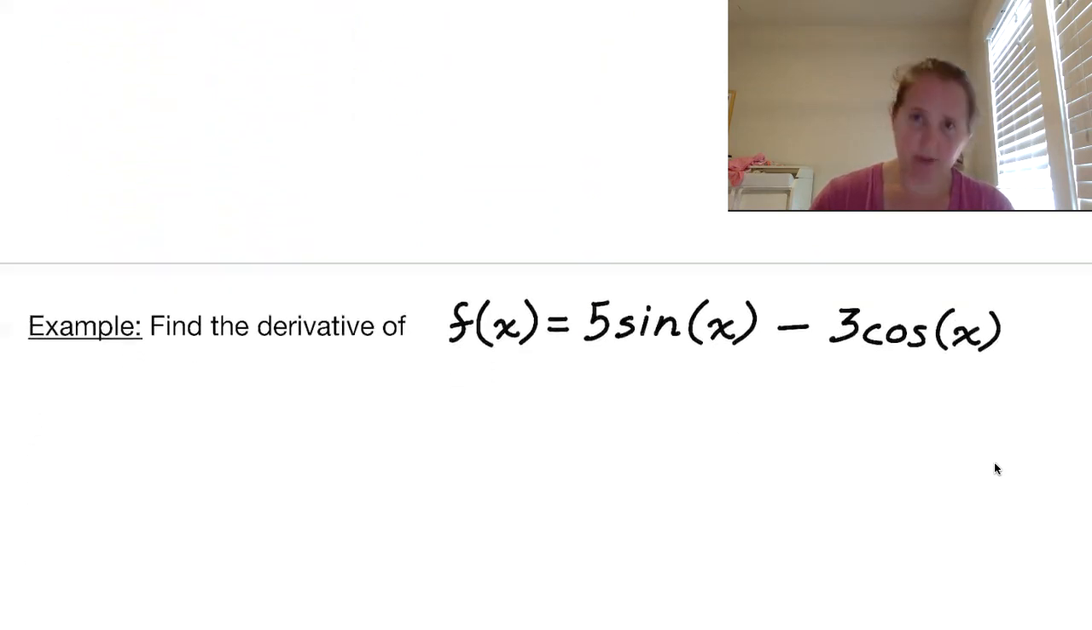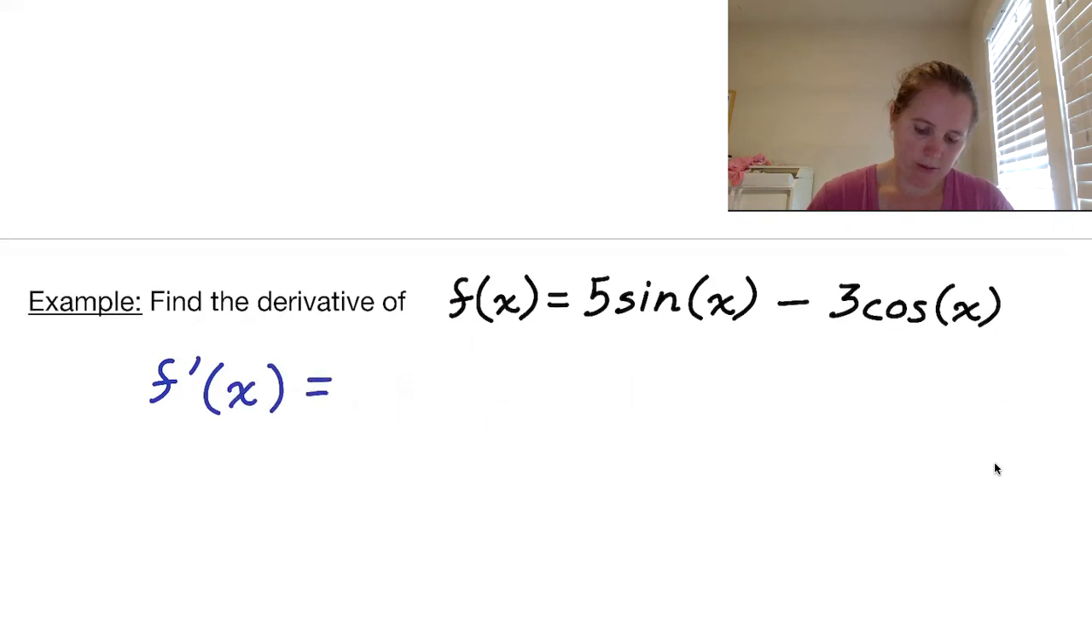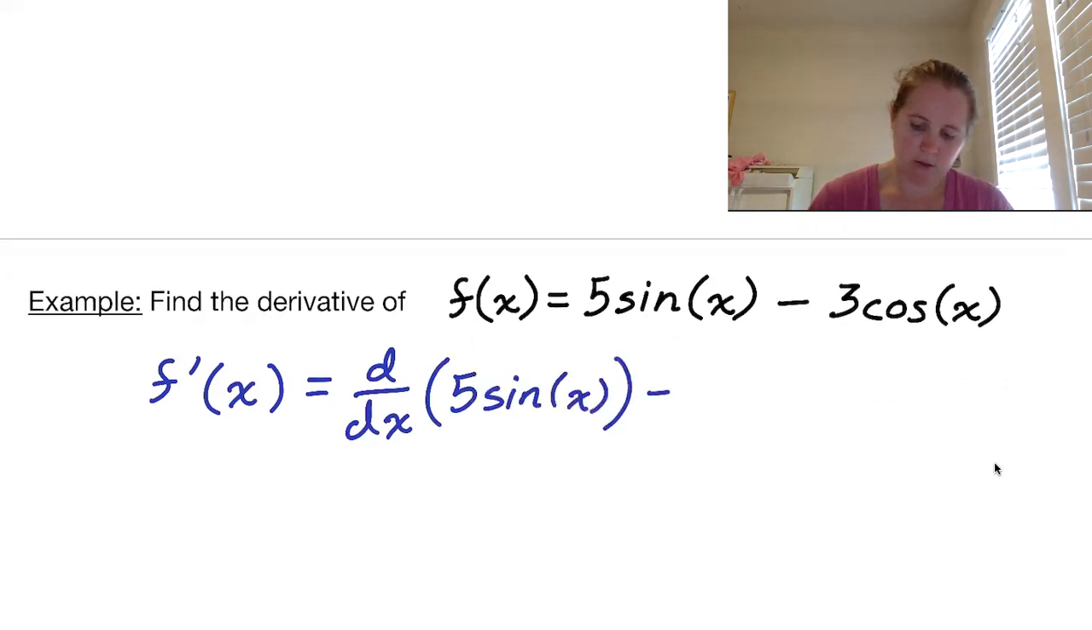So some examples. Let's go ahead and find the derivative of f of x equals 5 sine of x minus 3 cosine x. So using our derivative rules, we know that we can split this so that we are taking the derivative of 5 sine x and then subtracting the derivative of 3 cosine x.